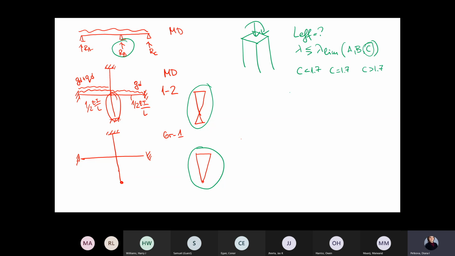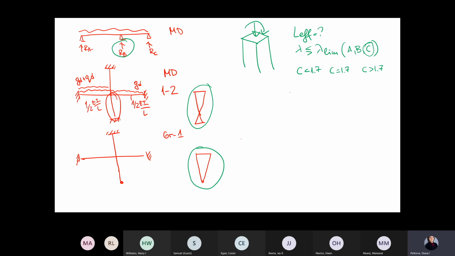So we want to have, say, a conservative value for this C factor, so that we know if we have a stocky column or slender column. So we don't want to raise the value of C and therefore of lambda limiting too much and underestimate the actual slenderness of the column. I don't know if this makes sense.